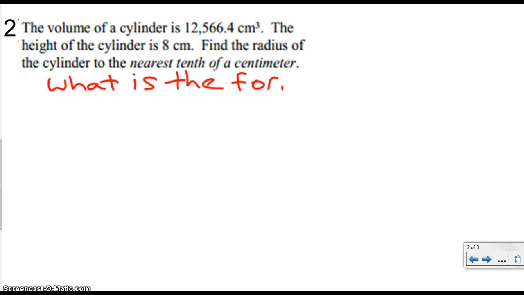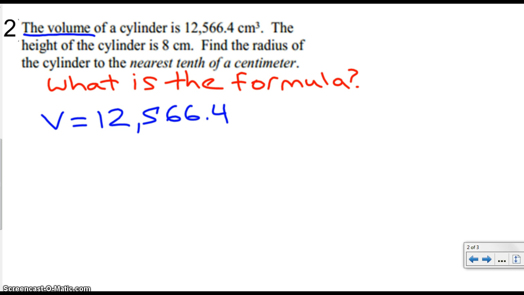Well, let's look for some key words. I'm looking at the question. The first sentence says the volume of a cylinder. That probably means I'd want the volume of the cylinder formula. All you have to do now is look up on your reference sheet, what's the volume of a cylinder? And it's V equals pi r squared times height.